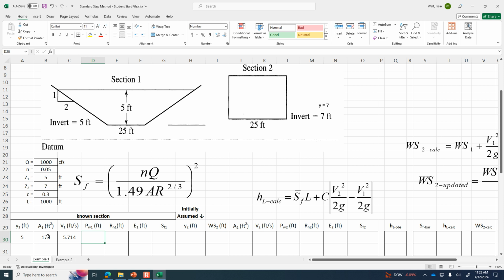Wetted perimeter. We want to know what is the wetted perimeter distance. It's the length of the side slope plus the bottom. And we can go to table 10.1 or we could calculate it manually. So for example, this distance is the square root of 5 squared plus 10 squared, and there's 1 on each side, right? So the wetted perimeter is the bottom plus 2 times the square root of 5 squared plus 10 squared.